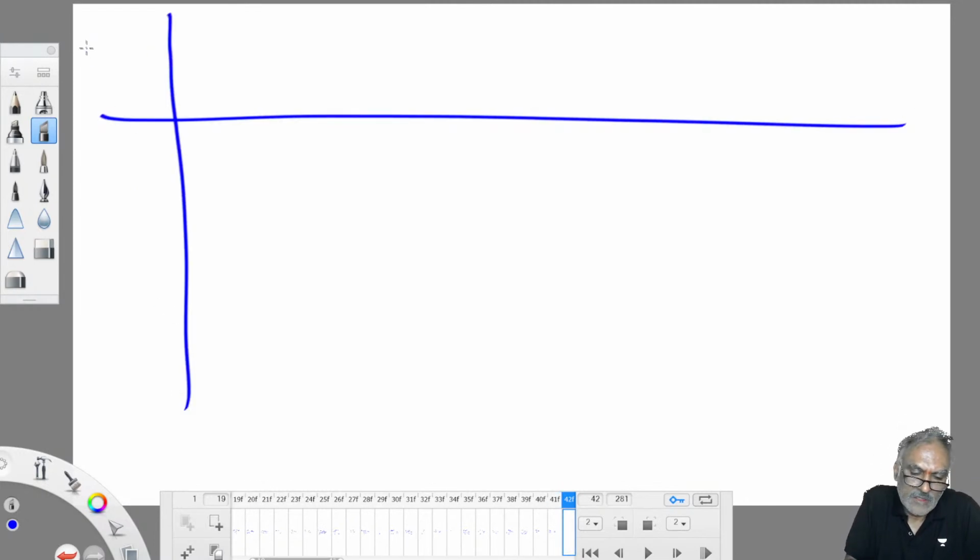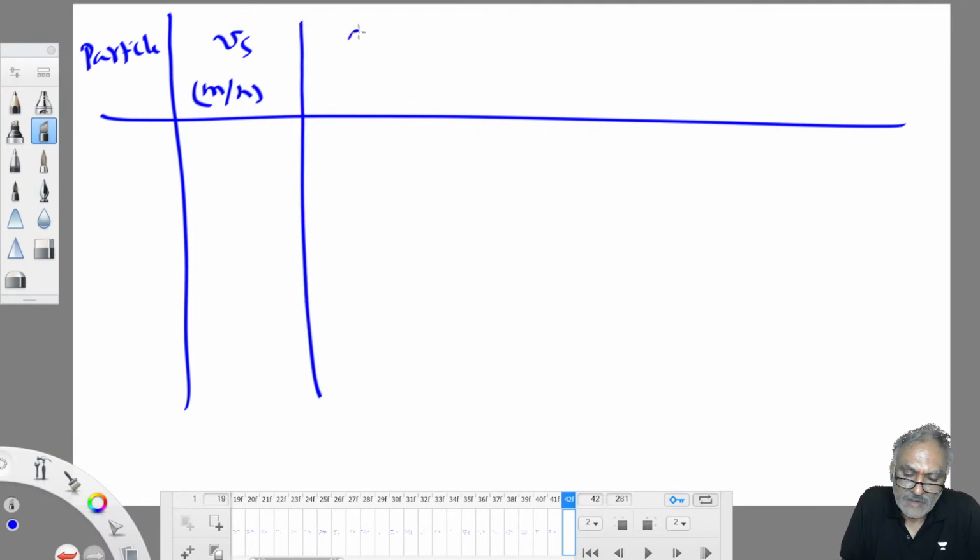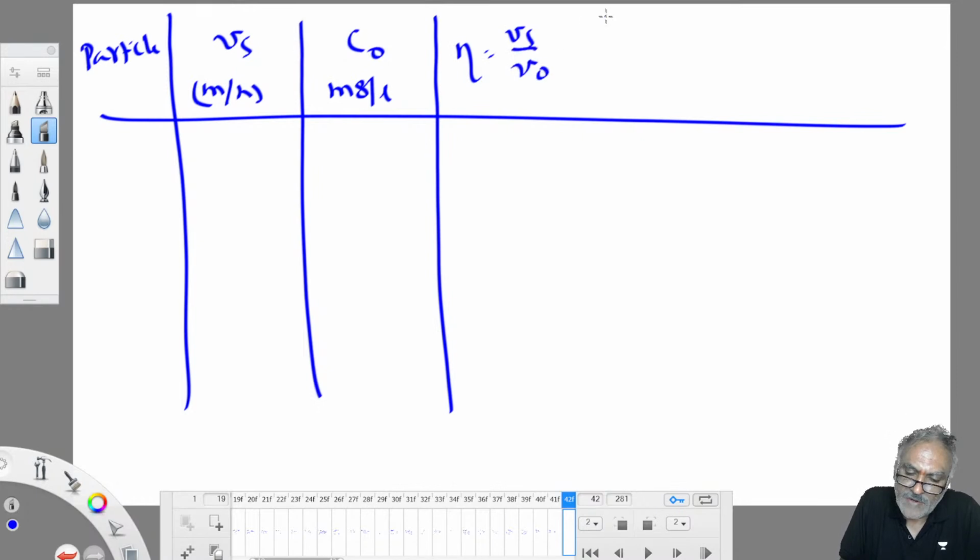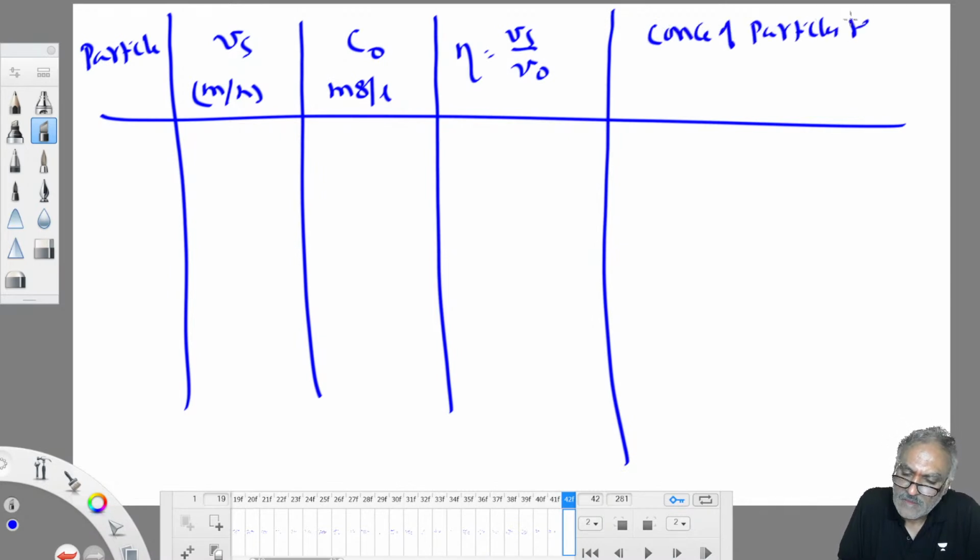Take a table of particles and their settling velocity in meters per hour, where C naught is the initial concentration. So what would I find out? Efficiency is equal to settling velocity divided by V naught. Then concentration of particles removed is C in minus C out, which is equal to efficiency into C in. I'll take C in.